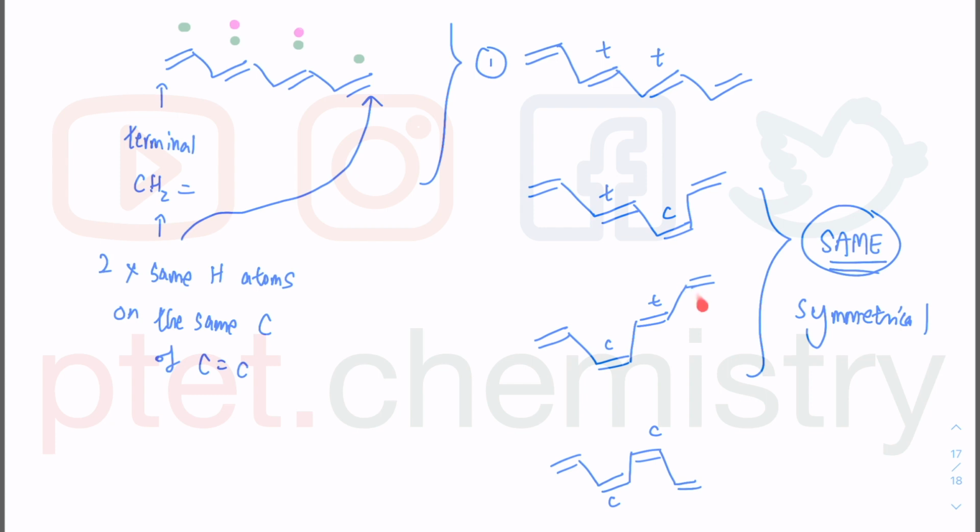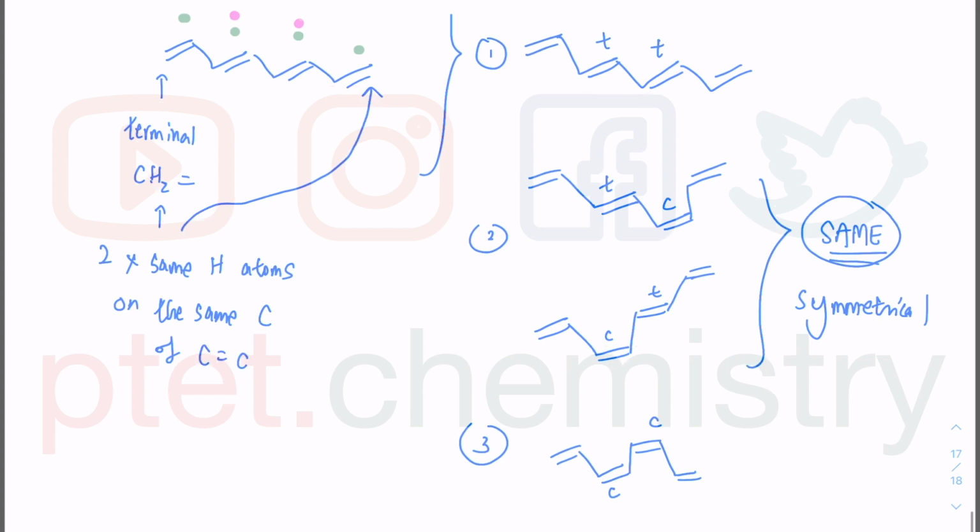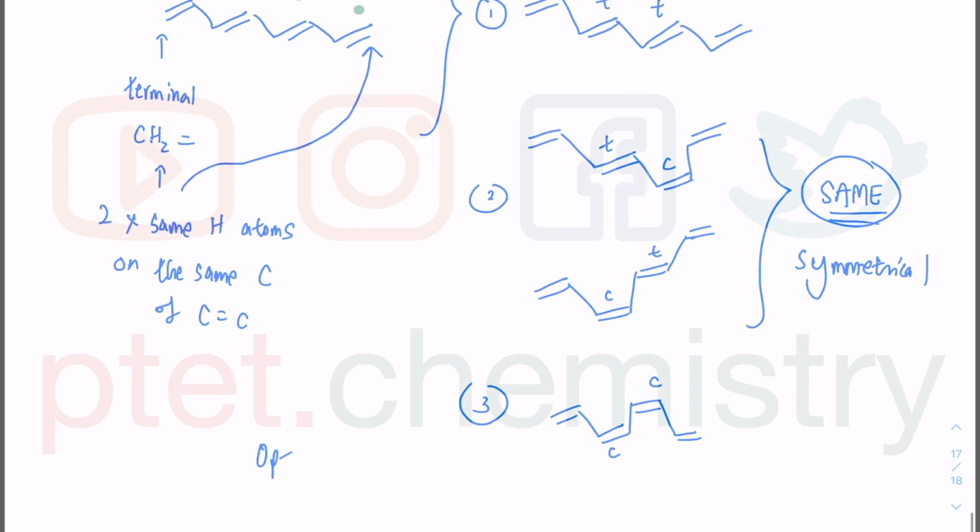If you rotate this by 180 degrees in the plane, you will get exactly this one, which means there are only 3 isomers. So there will be option B and not 4 isomers as you would expect from 2 squared. So be very careful about symmetry there.